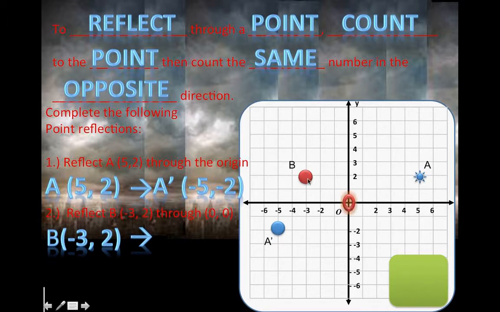So we're going to count to that origin. We're going to count over 1, 2, 3 spaces. And we're going to count down 1, 2 spaces, and then repeat that process. Count down another 2, and count over 3. And we end up right here. So the original was at negative 3, positive 2. Our image is at positive 3, negative 2.